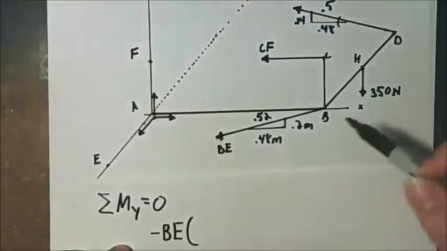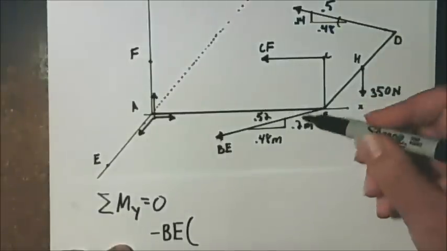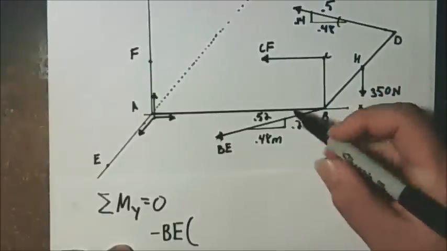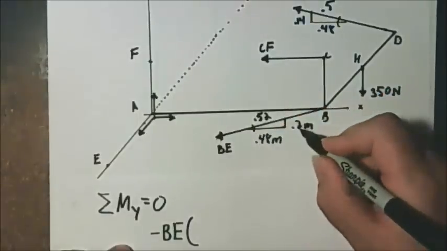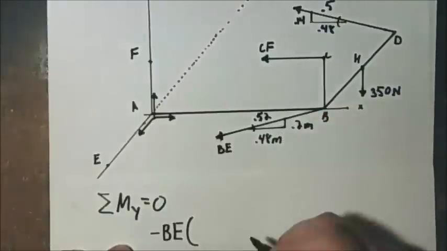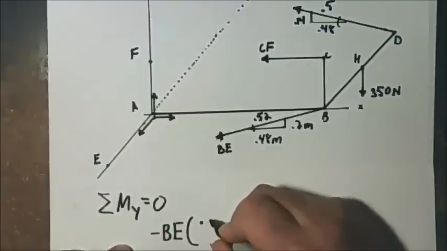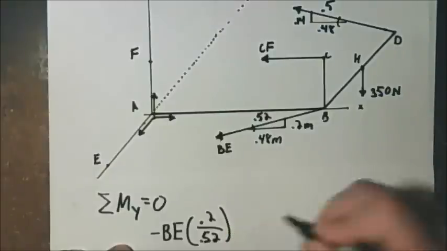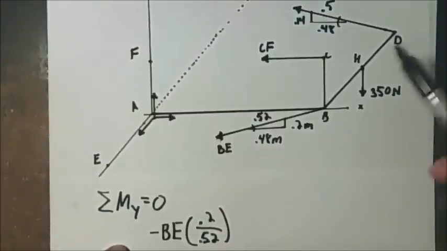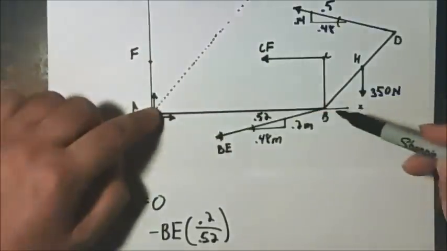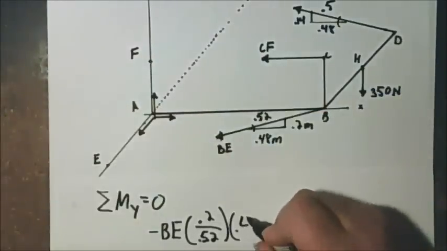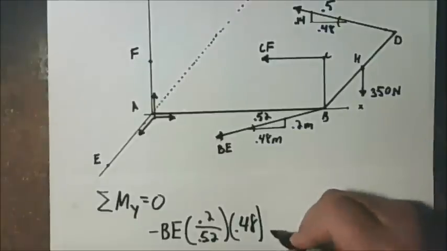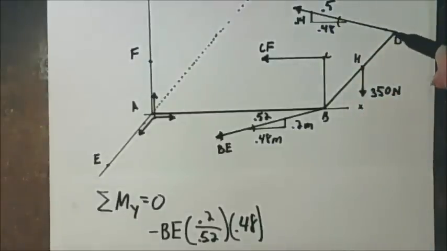BE, and we are only interested in the component going this direction. If this is the angle, this is going to be the sine, the opposite over the hypotenuse, which is 0.2 over 0.52 times this perpendicular distance from here to here, from A to B, which is 0.48 meters. Then we have cable DG.